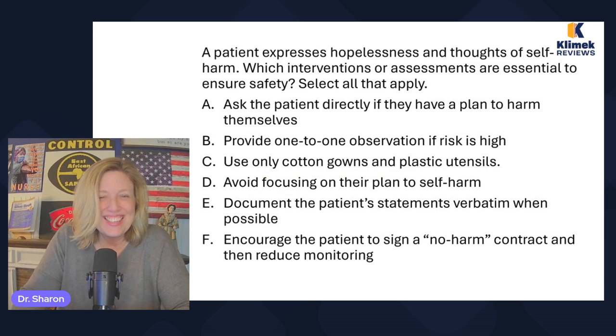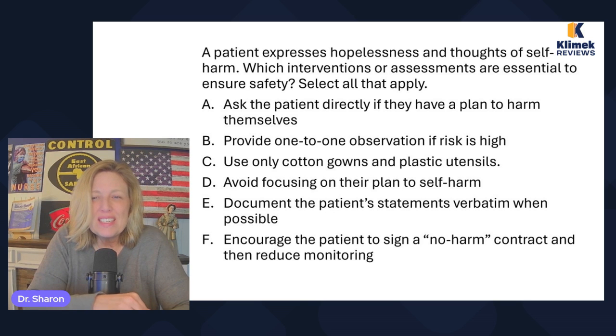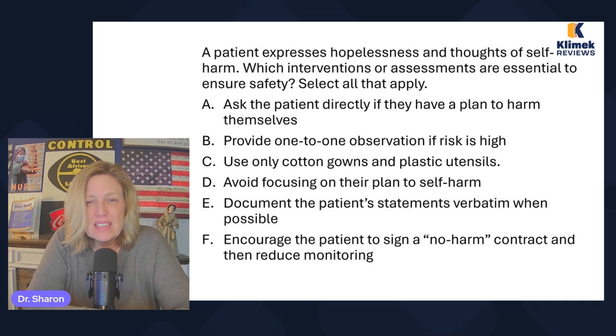That's not expected. A patient expresses hopelessness and thoughts of self-harm. Which interventions or assessments are essential to ensure safety? So safety as it relates to self-harm. Ask the patient directly if they have a plan to harm themselves. Provide one-to-one observation if the risk is high. Use only cotton gowns and plastic utensils. Avoid focusing on their plan to self-harm. Document the patient's statements verbatim when possible. Encourage the patient to sign a no harm contract and then reduce monitoring.